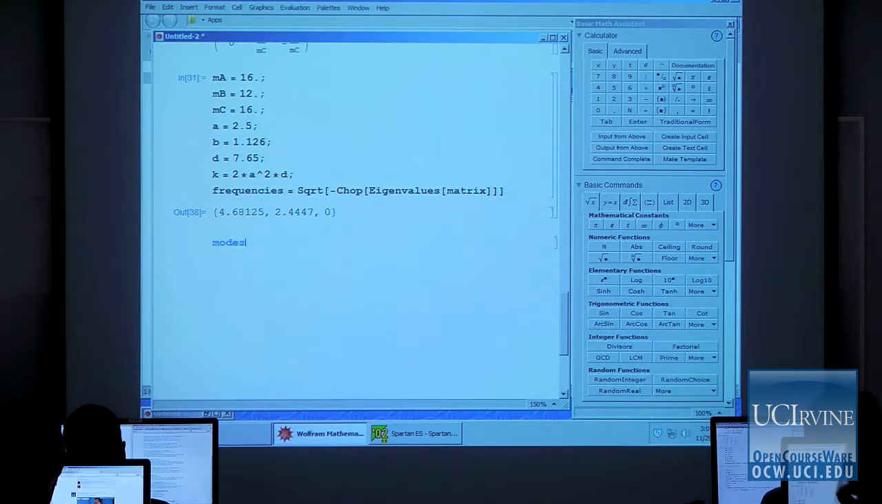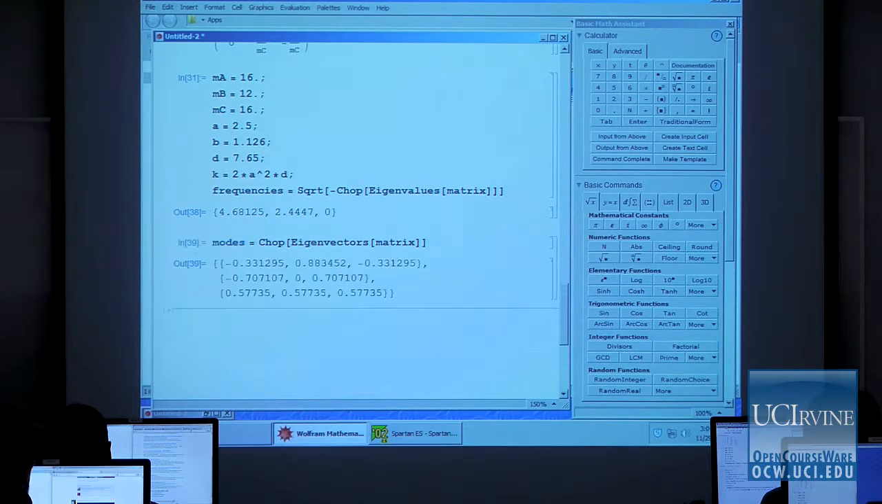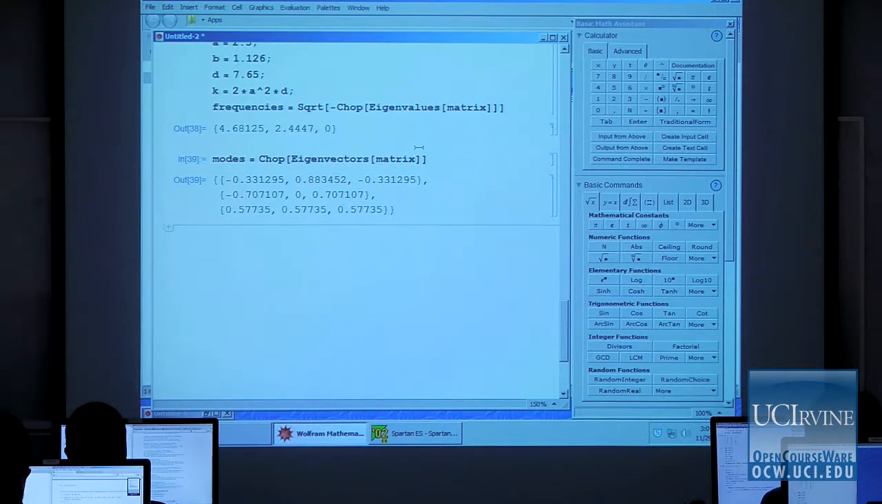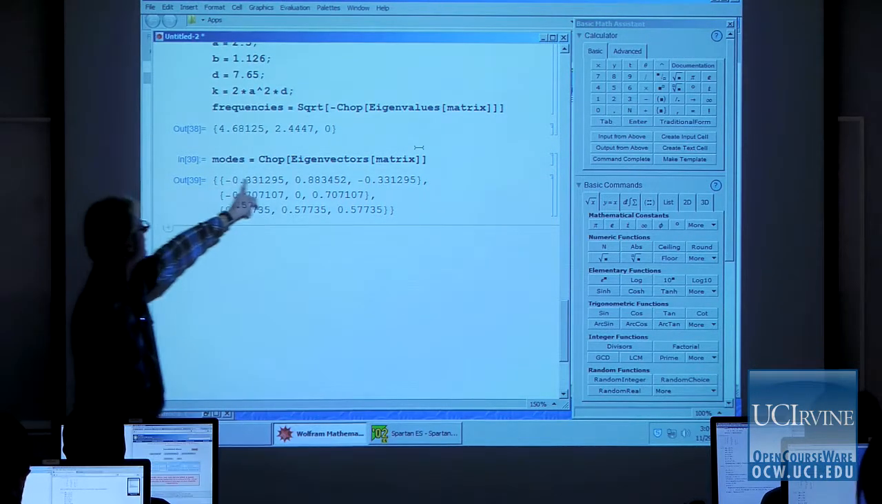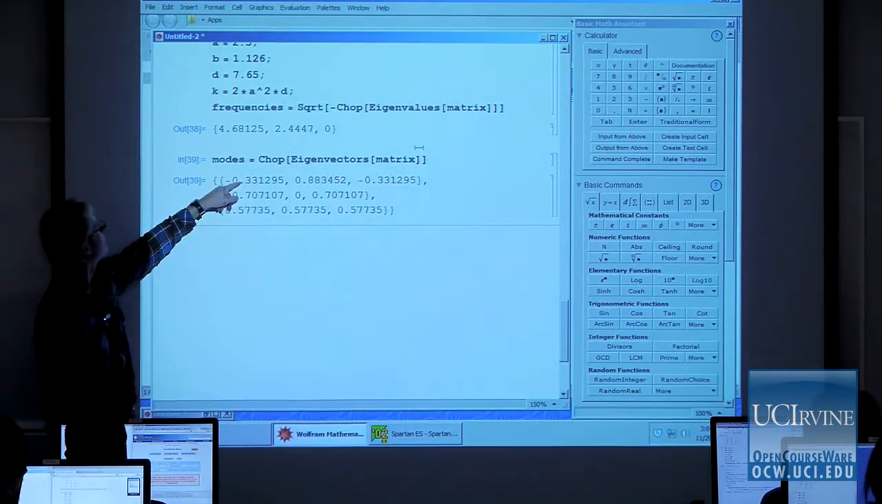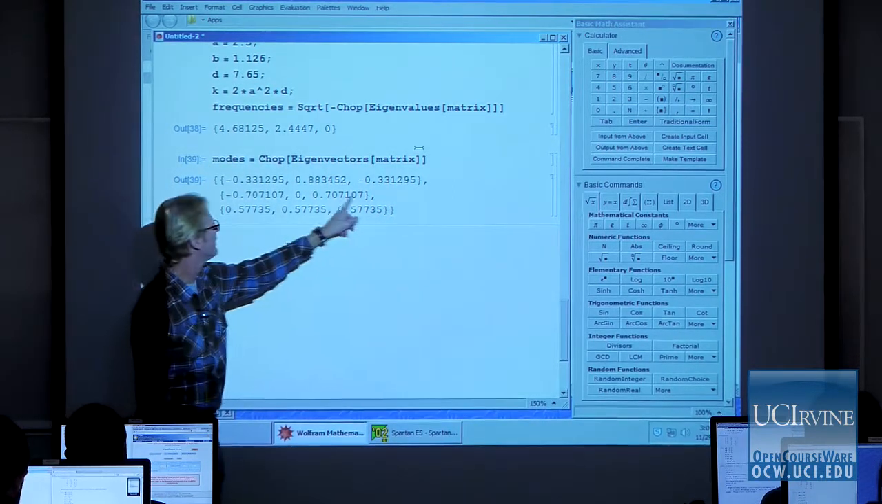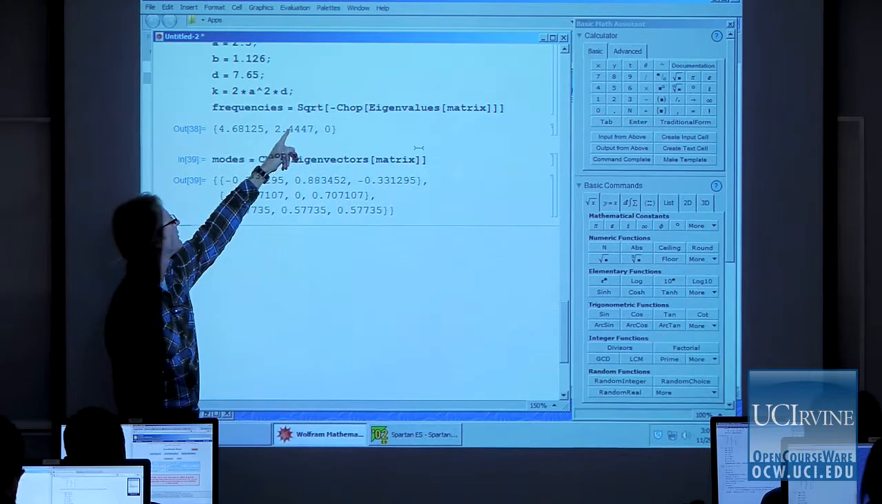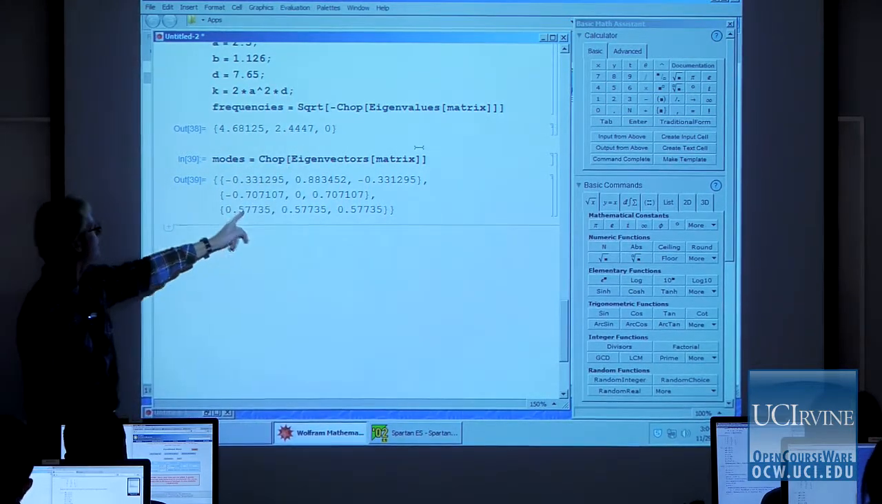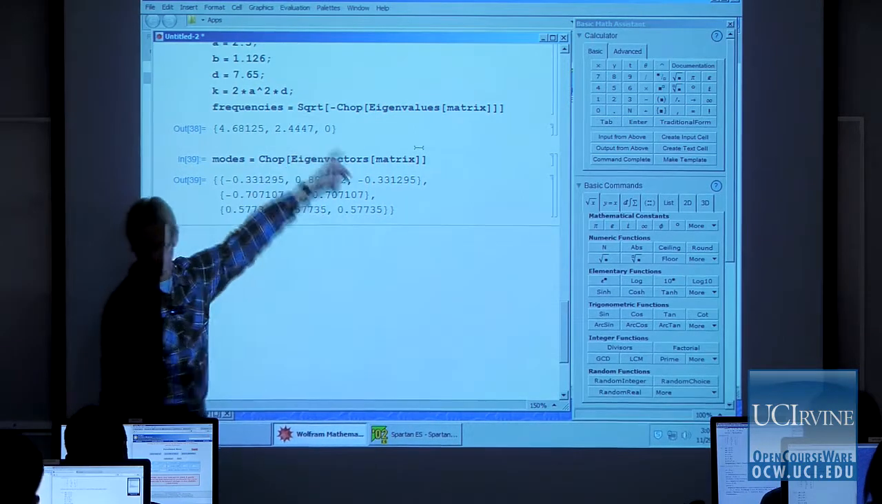Okay, now let's get the amplitudes of the motion, the eigenvectors. I'm going to call that modes equals, and we're going to chop eigenvectors of matrix. All right? And if you enter that, you get a list of 3 lists. This is the eigenvector telling us how the atoms move for the vibration that has this frequency. This is the eigenvector that tells us how the atoms move at this frequency. And this is the eigenvector for the 0 frequency mode.